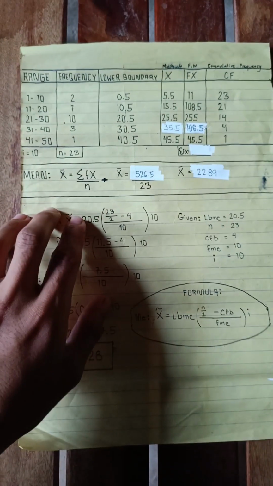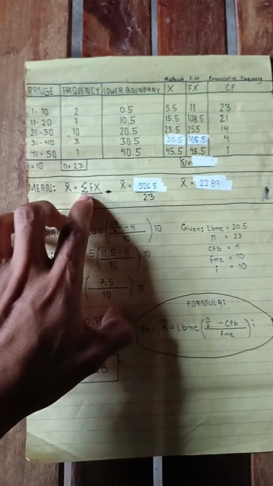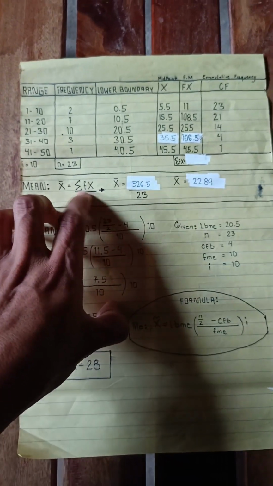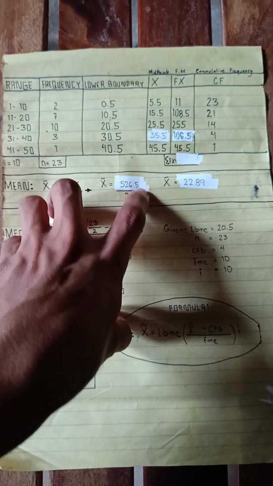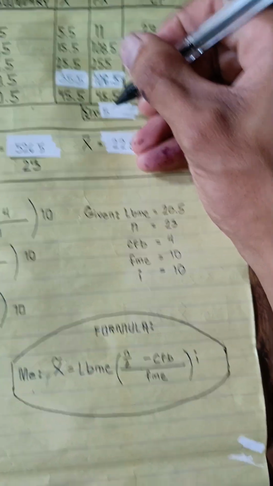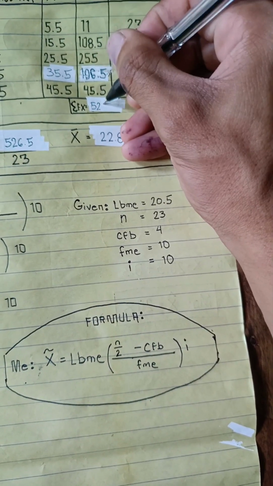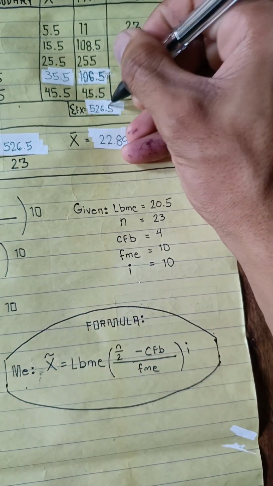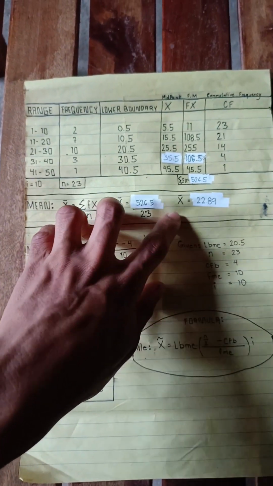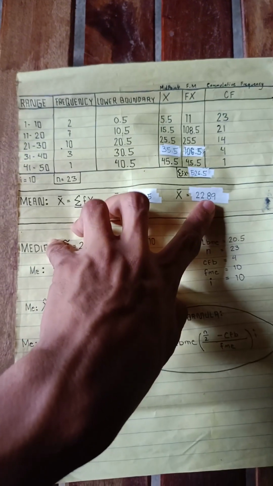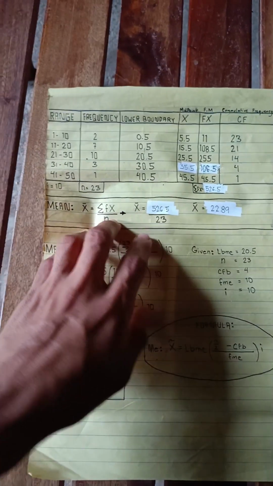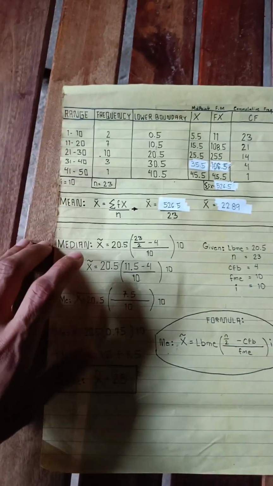So in calculating the mean, just follow the formula, which is mean equals summation fx over n. Summation fx is equal to 526.5. 526.5 divided by 23 is equal to 22.89. That is our mean. Mean is the simplest solution among mean, median, and mode.